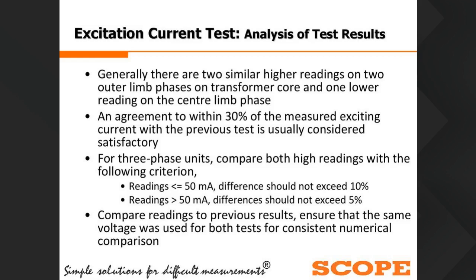Normally there are two similar readings, higher readings on the two outer limbs, and the middle core or middle limb will have some amount of excitation current. That is, the outer limbs should have a higher excitation current in comparison with the middle limb.